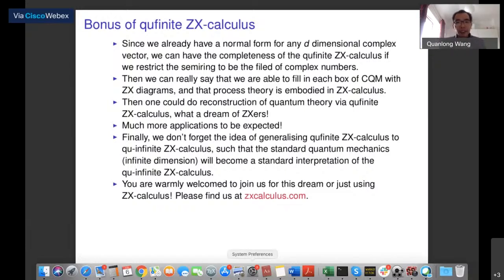So in this way, we can really say that the process theory is embodied in ZS calculus. And once we have this, then we can do reconstruction of quantum theory using this Q-finite ZS calculus. That's, I think, a dream of the calculus. And also, you can expect more applications. So finally, we didn't forget to generalize the Q-finite ZS calculus to the Q-infinite ZS calculus, such that standard quantum mechanics, the infinite dimension, can become a standard interpretation of this Q-infinite ZS calculus. So basically, that's the dream of ZS calculus.